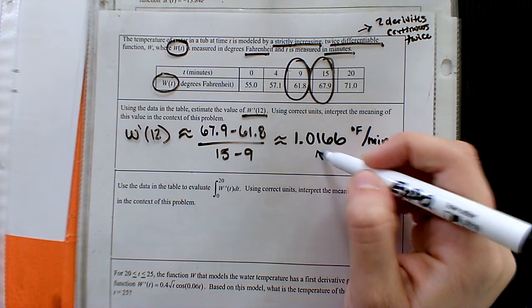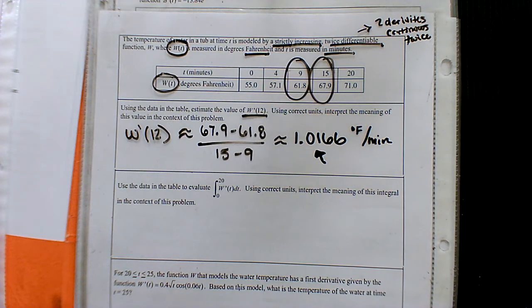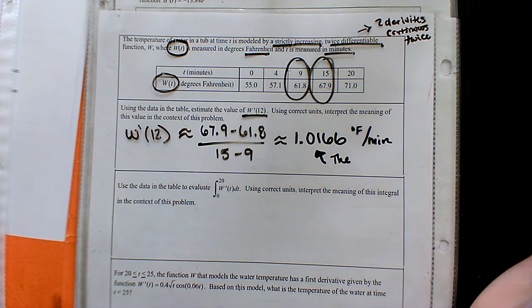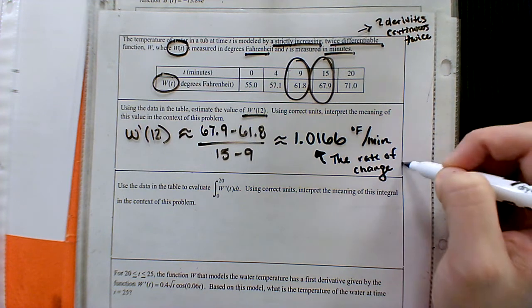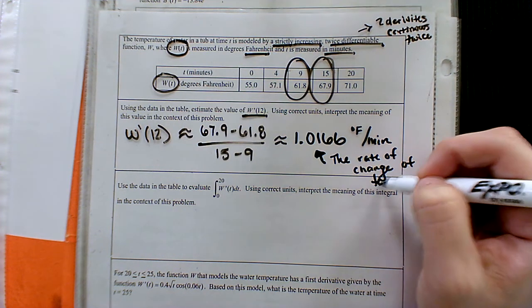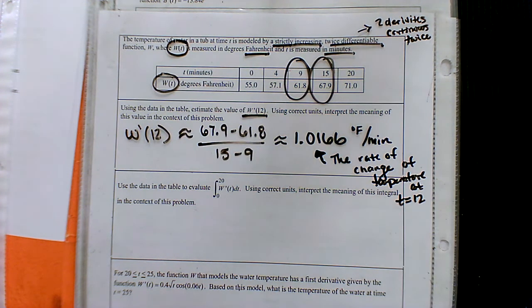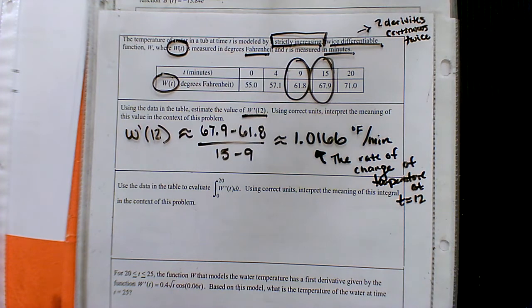Okay, so what is this 1.0166 number telling us based off this scenario? The rate of change of what? What's changing? Temperature. Good. Of temperature at time 12. So if it's the rate of change of temperature, notice how the derivative value is positive, so temperature would be increasing. Seems to make sense since they told us it was a strictly increasing function.